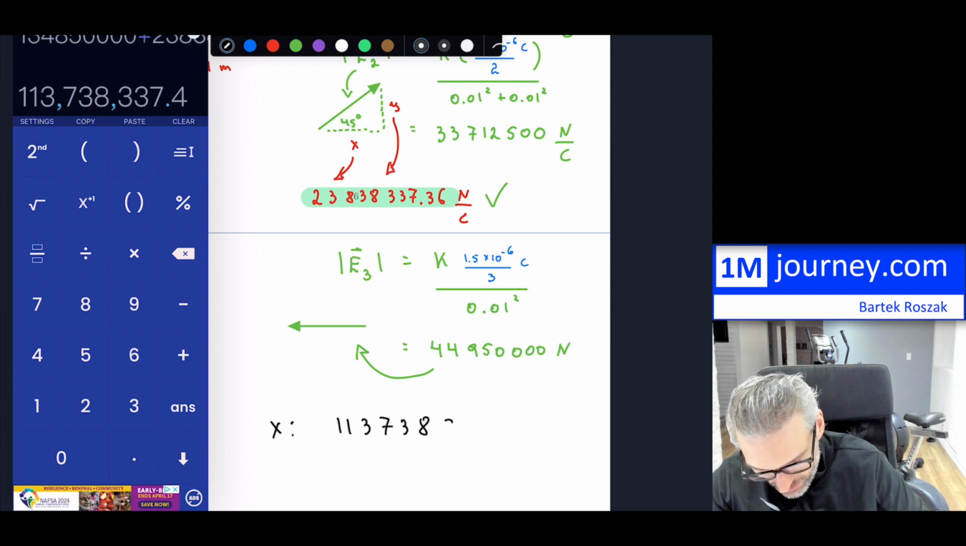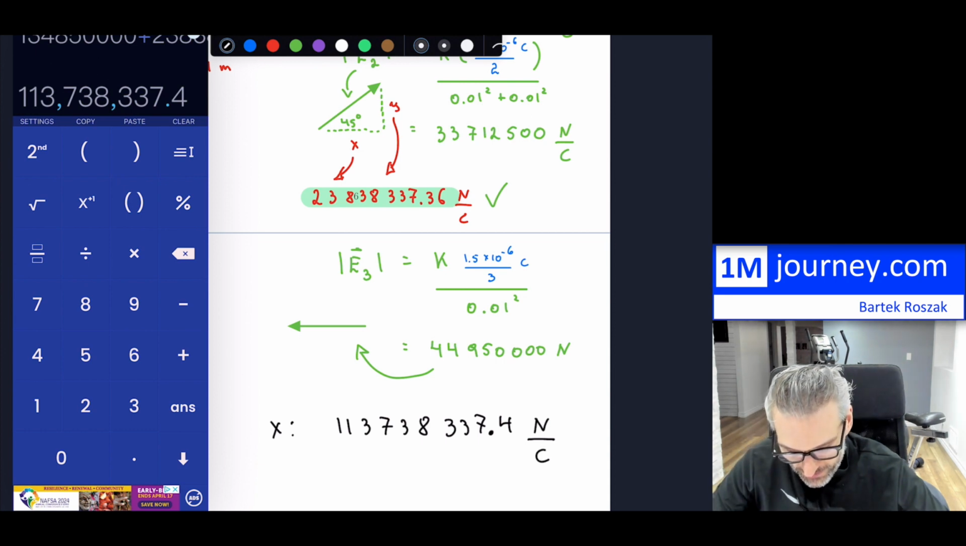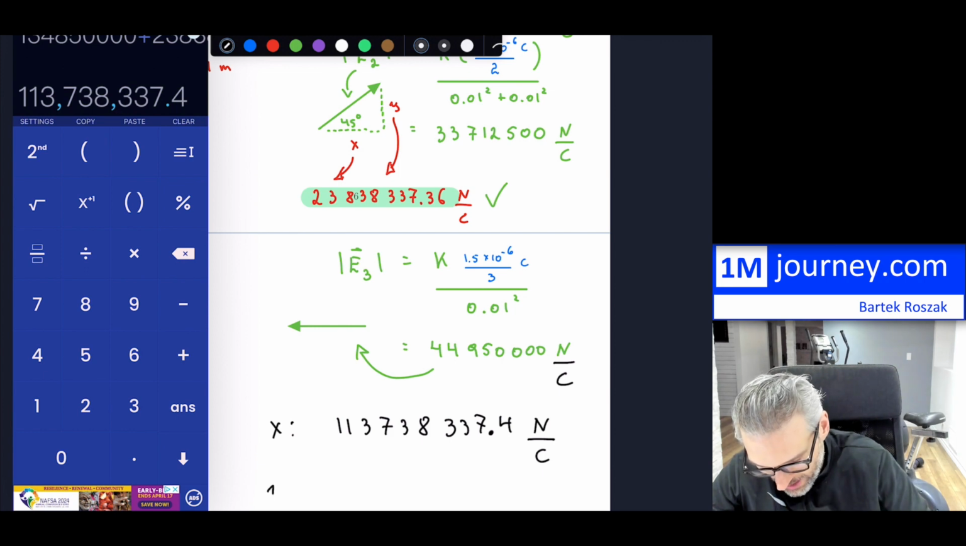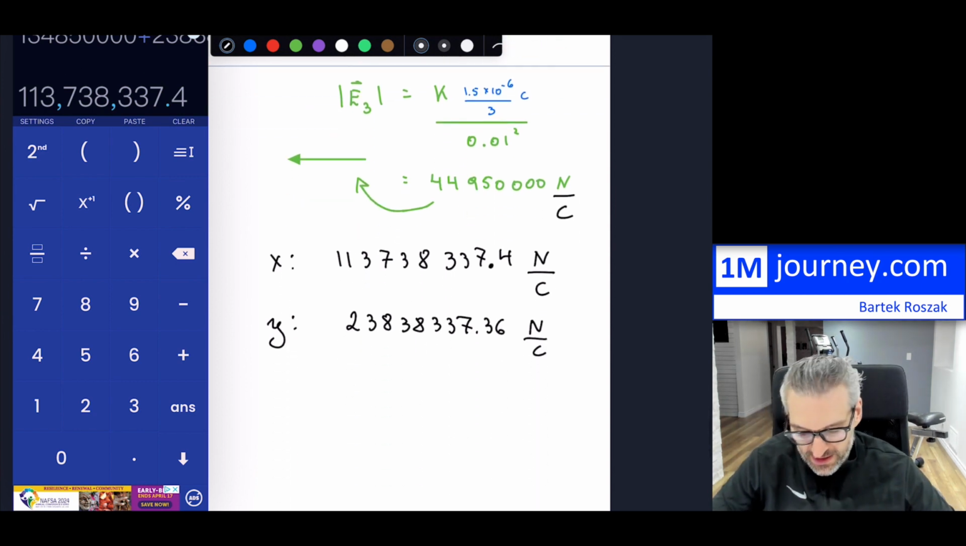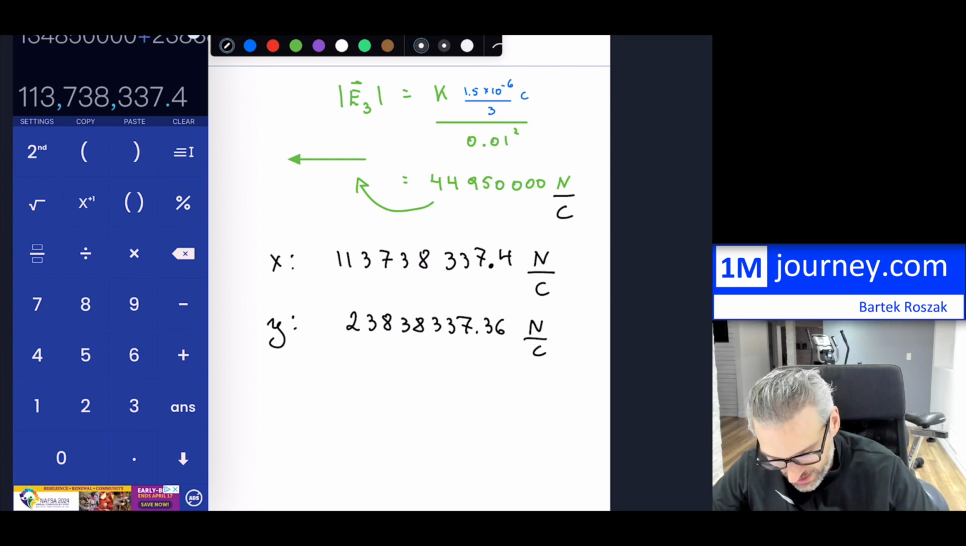All right, so my X value is 113738. I'll just keep it. I know that there's a lot of digits in here. These are newtons per coulomb right here. Sorry, these are all actually newtons per coulomb there. And then the Y value, as we've already stated, is positive. So that's 238,387.36, again, newtons per coulomb.